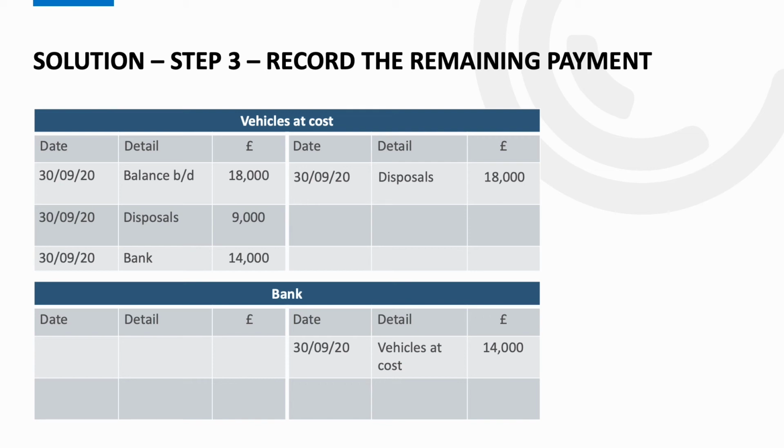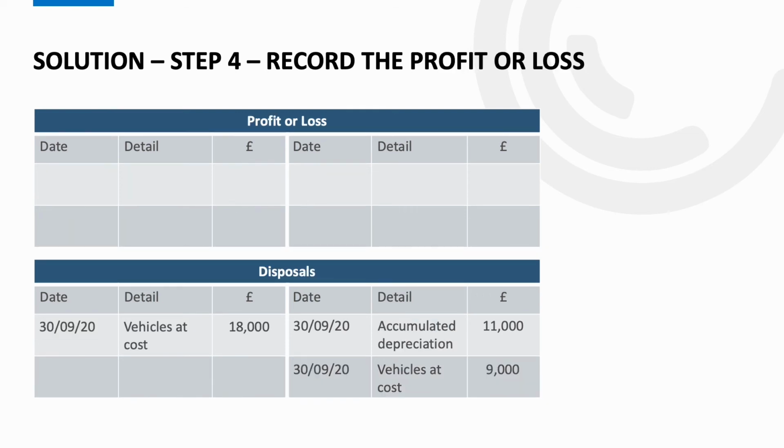The final step, step 4, was to record the profit or loss on the asset. As normal, this would not be affected by the part exchange. So let's remind ourselves how to do this final step. Remember, this is always the balancing figure in our disposals account. But first, let's just calculate how much the asset was worth in our accounts.